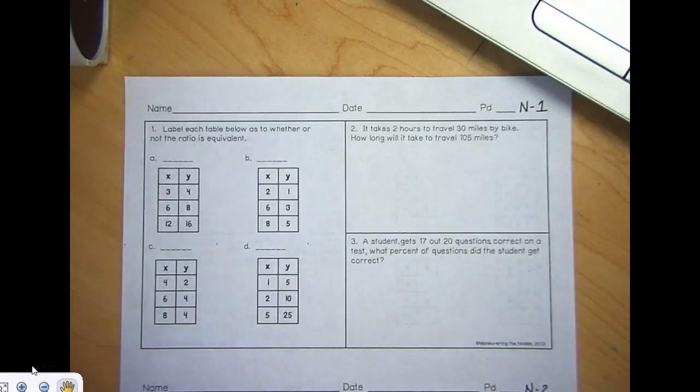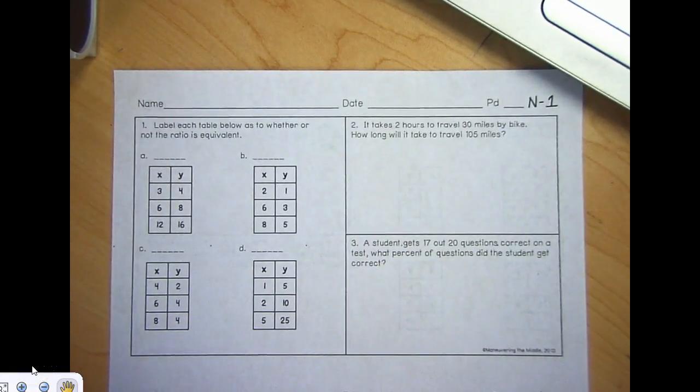All right, make sure as we go through this, if you didn't know how to do it, you write it down and you take notes because tomorrow is very similar. All right, number 1, label each table below as to whether or not each ratio is equivalent.